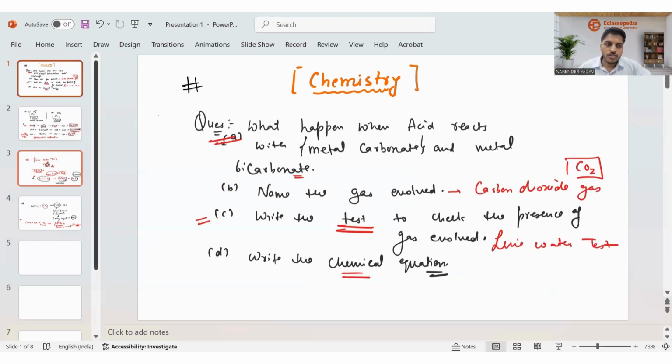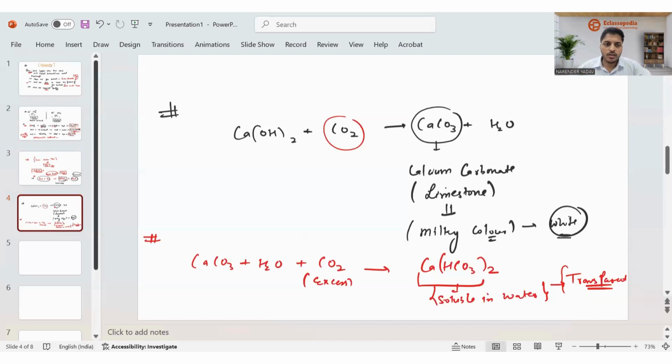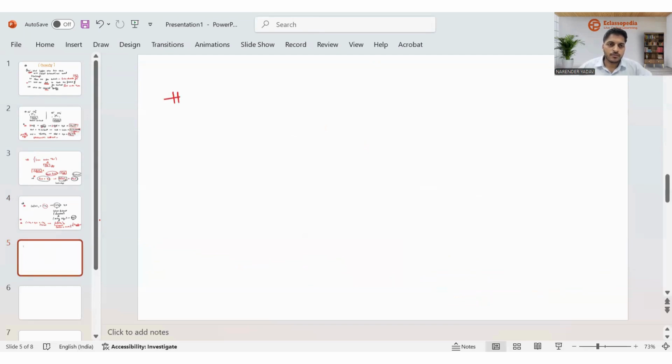The chemical equations we have already mentioned here. You can write this one, which gives us limestone and the milky color. And if the question asks what will happen if excess CO2 is passed, you can say the milky color will disappear. This is how the phenomenon is expressed. Again, a small question: can we observe this limestone in our daily life? Yes, you can.